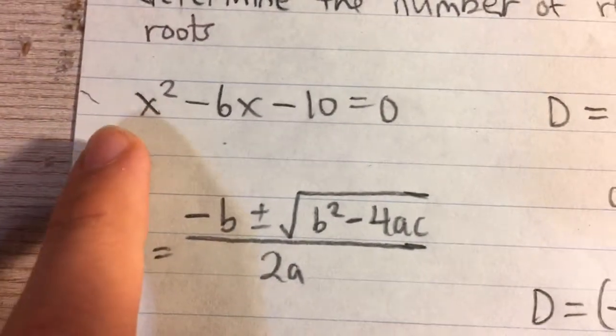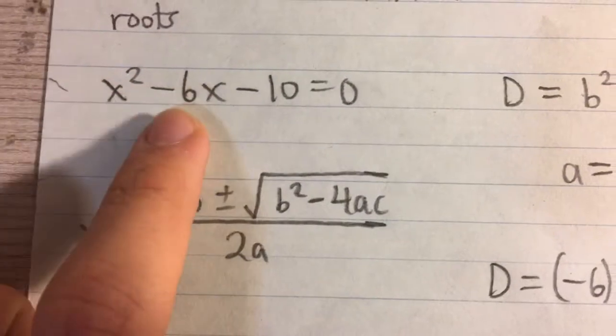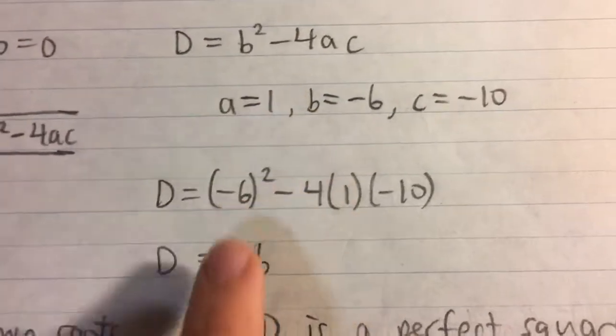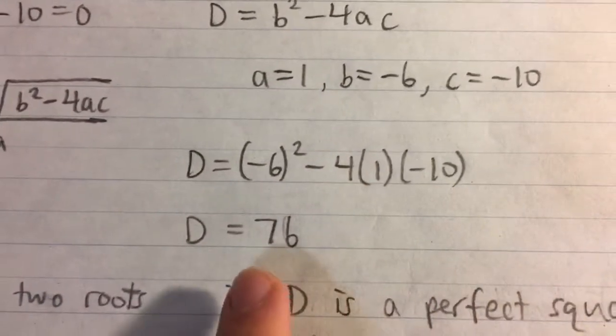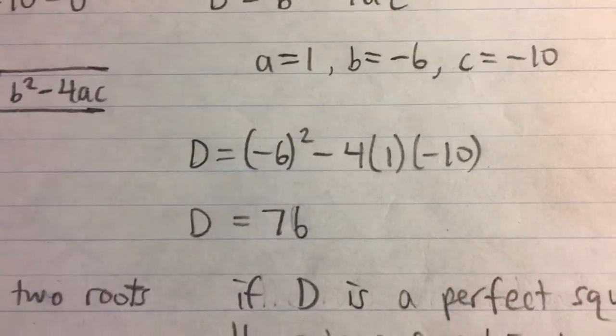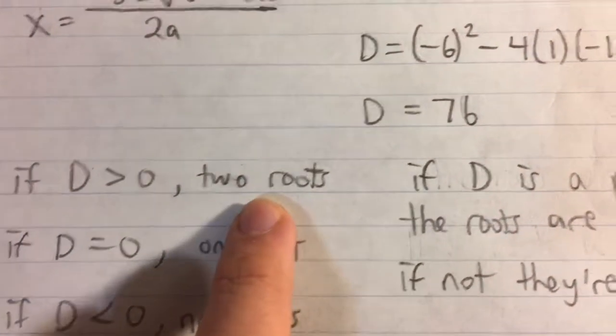And if we take a look at our equation, our a, b, and c values are 1, there's a coefficient of 1 here, -6, and -10. And so we're going to plug those values into our discriminant, and if we solve, we get the discriminant is equal to 76. And so you can see this is greater than 0, so that means there are 2 roots.